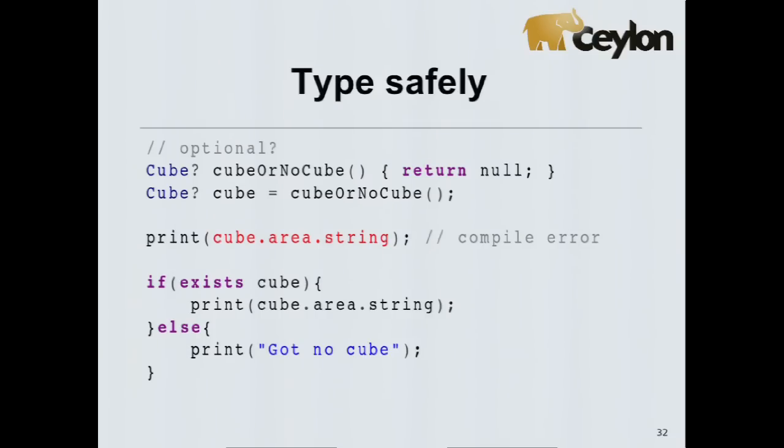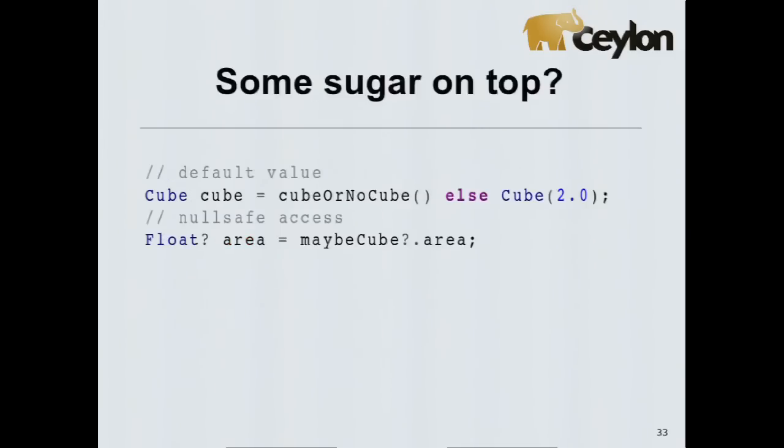This if thing is a bit special because it actually refines the type of cube within the body of the if. Within the body of the if, cube is not of type cube question mark anymore, it's cube. Why is it just cube? Because the compiler knows that you checked for it. So you don't need to repeat it or downcast it or do something. We have a bit of sugar to help you deal with null safety.